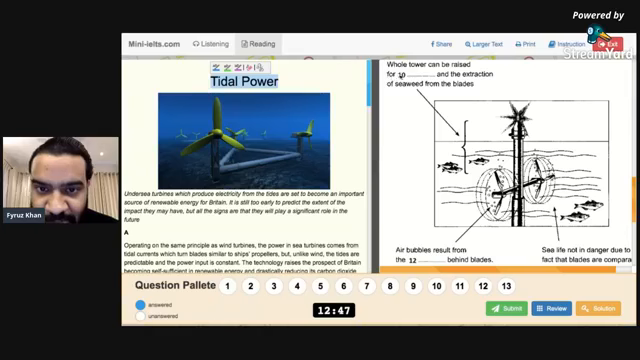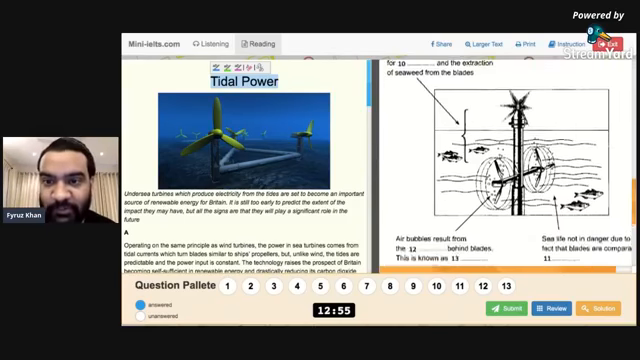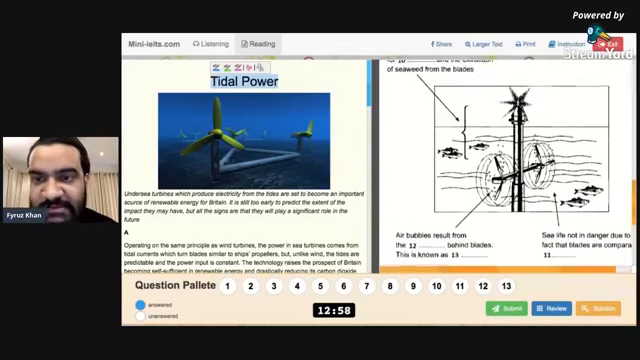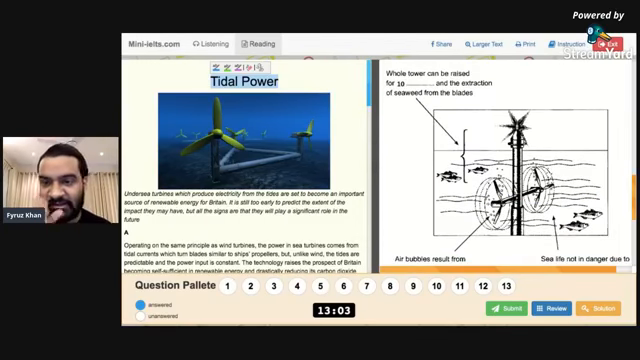There will be numbered blanks 10, 11, 12, 13. So there are 4 blanks that you need to answer. We can see an undersea turbine. We can see some fishes. Then start reading the question: Whole tower can be raised for dash and the extraction of seaweed from the blades. It's the same method that you're going to use. Read the question and find the keywords: raised, extraction, seaweed, blades. These things can be your keywords.